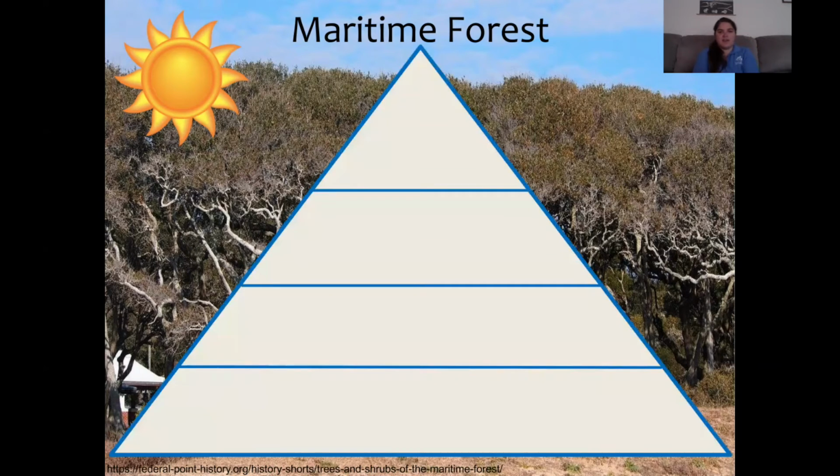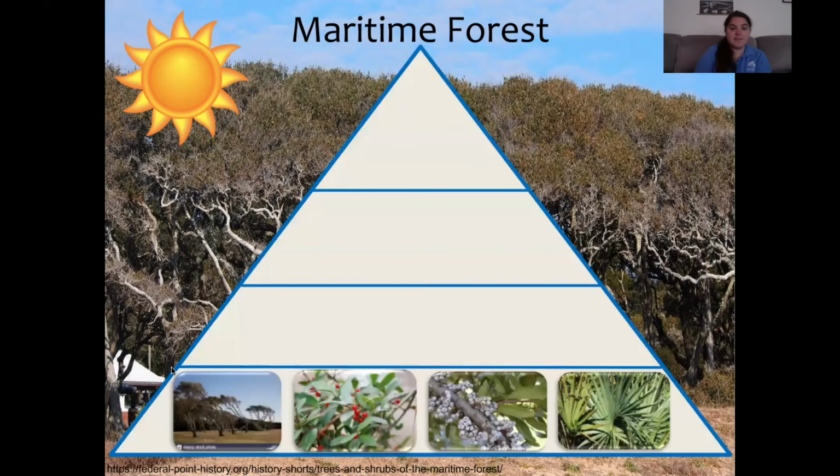So our living factors, again, in this food web pyramid, our producers are going to be on the bottom. So the first producer that you see are these trees here. These are called live oak trees. And you'll notice that they are growing sideways. I didn't slant that picture. They are growing sideways. And that is because of the ocean salt spray.